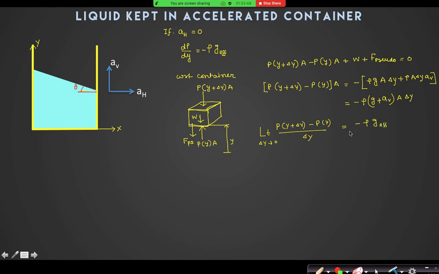What is g effective here? dP by dy equals minus rho g effective. Here in this case, g effective is g plus aV. If it is going downward, what will be g effective? g minus aV. Here, g effective is g plus aV. So if it is moving upward with some acceleration aV, then the pressure variation is simply minus rho g effective, where g effective means g plus aV or g minus aV.